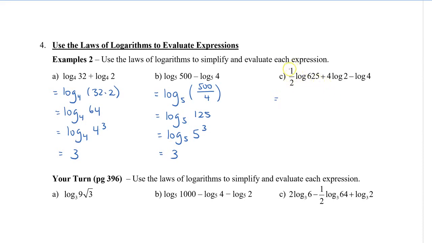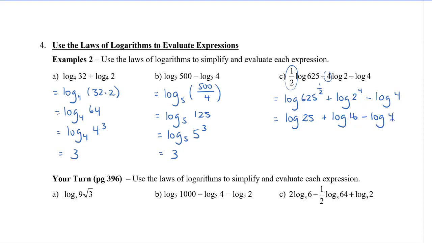Okay, now in this one we have a whole bunch of coefficients in the front. So what we're going to do is move those to be the exponents. So that would be log 625 to the half, plus log 2 to the 4, and then minus log 4. So half means that we're going to square root the 625 to give us log 25 plus log 16 minus log 4. So this will give me 25 times 16, and I have a minus log 4, so that means I'm going to divide by 4.